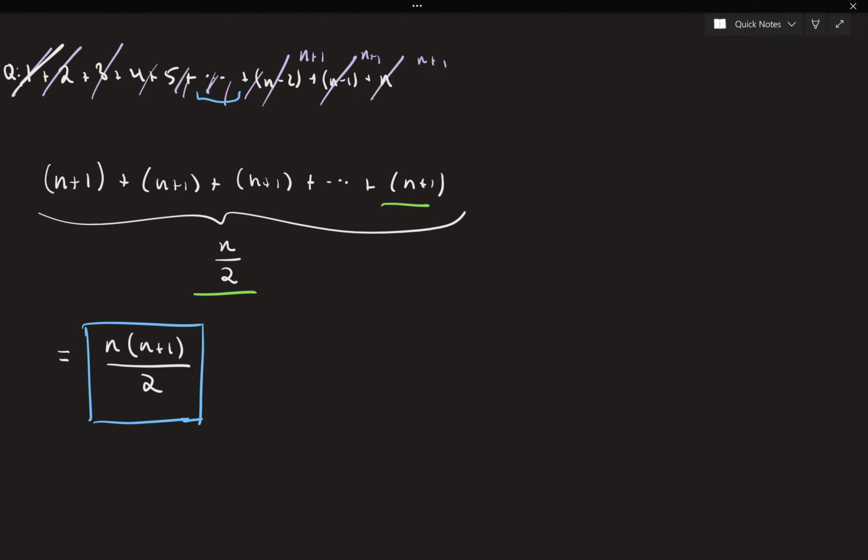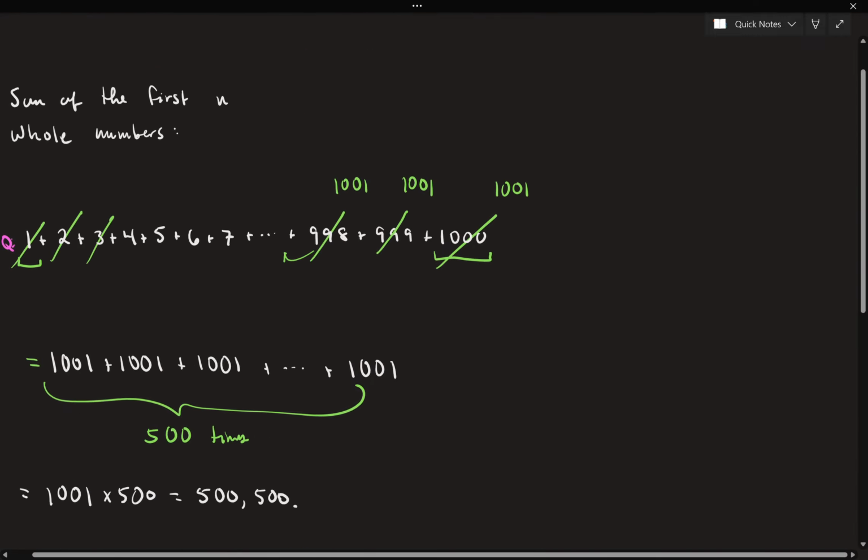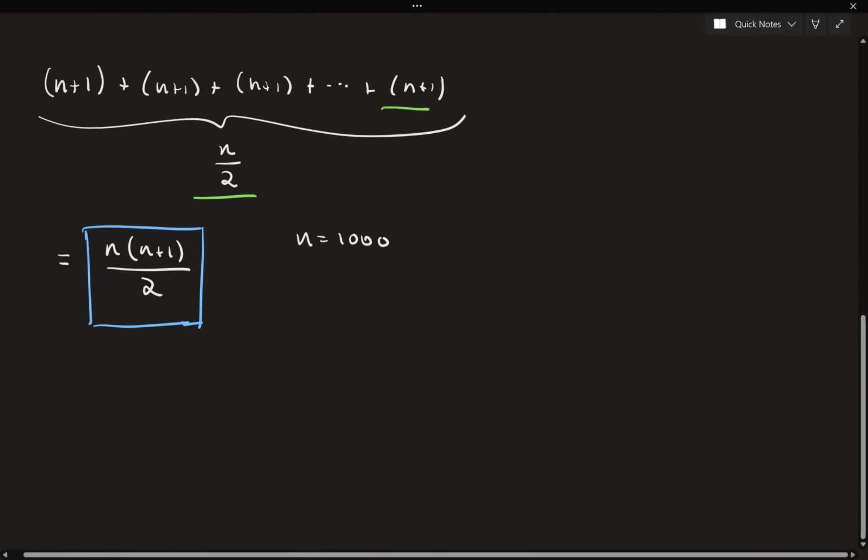So if I were to plug n equals 1,000 into here, that'll give me the sum of the first 1,000 numbers, which is what I wanted the first time. And that'll give me the same answer. So that's it.